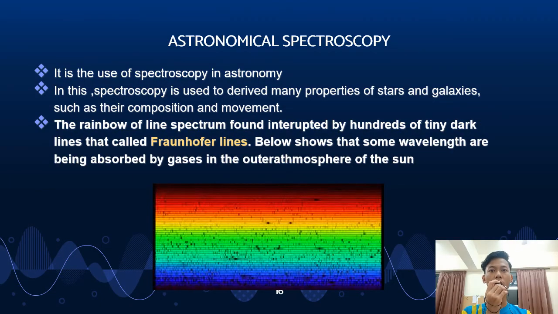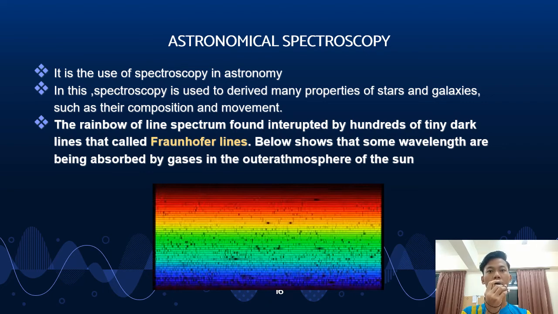Then we go on to the application or example that shows spectral lines in astronomy. As the title says, astronomical spectroscopy is the application of spectroscopy in the astronomy field. Many features of stars and galaxies, including composition and velocity, are obtained using spectroscopy in this study.